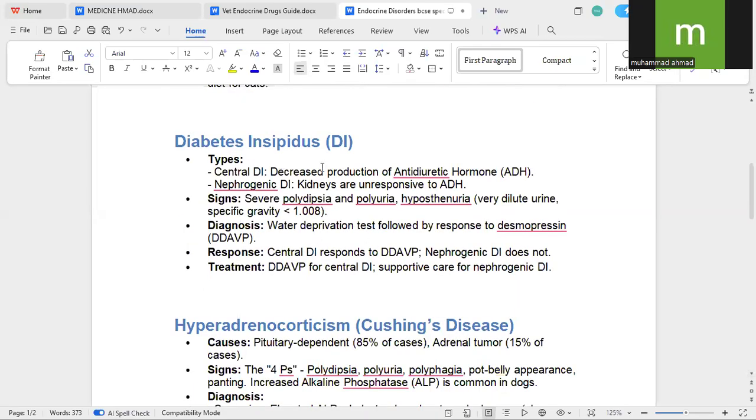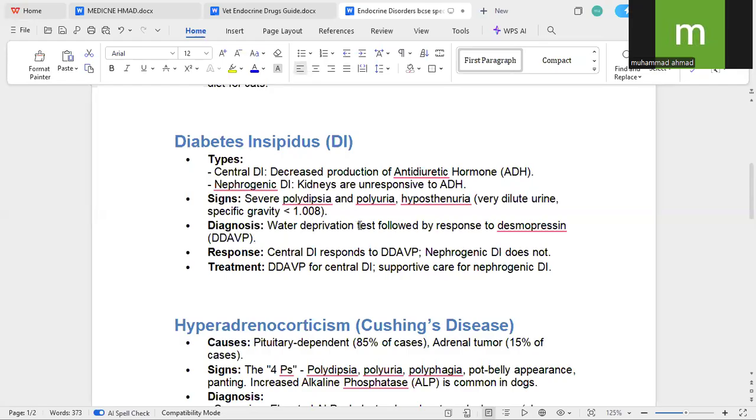So I already said, here we talk about water retention, and there are different types of diabetes insipidus: central DI and nephrogenic DI. In central DI, there is decreased production of antidiuretic hormone from the posterior pituitary, part of the brain, the hypothalamus. And in nephrogenic DI, the kidneys are unresponsive to ADH. So in central DI, the problem is in the brain, the pituitary gland; antidiuretic hormone is not produced. And in nephrogenic DI, the problem is in the kidney. The pituitary produces ADH just fine, but the kidney does not respond to it.